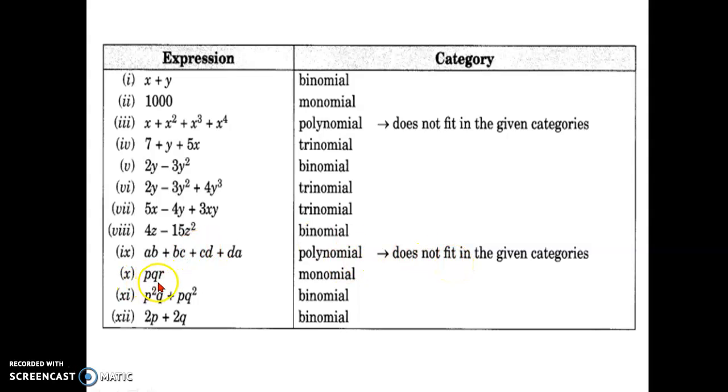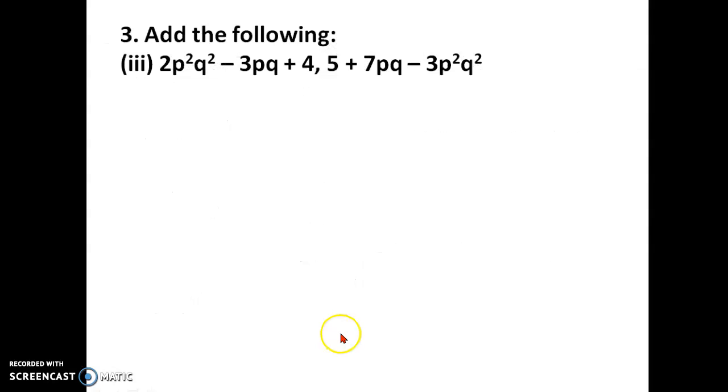Then pqr. How many terms are there? It is having only one term. All three are in multiplication, p into q into r, so it is one term. When you have plus or minus in between, then only it is two different terms. So this is one term, it is a monomial. Here also two terms, it's binomial. Here also two terms, binomial.